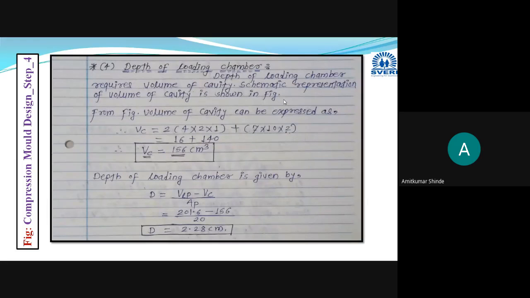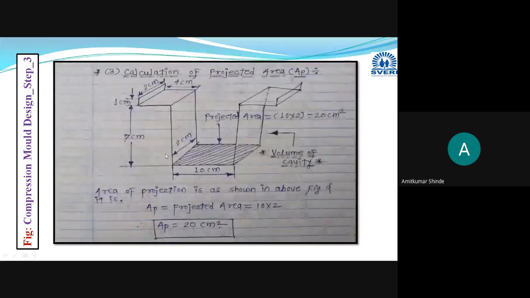So in the next stage, it is to calculate the depth of the loading chamber. It is calculated by taking the ratio, that is the difference of the volume of loose plastic powder and the volume of the cavity, to the projected area. This is the formula: volume of loose plastic powder minus volume of the cavity, divided by the projected area. Projected area and volume of loose plastic powder we have calculated. Just we have to calculate the volume of the actual cavity.